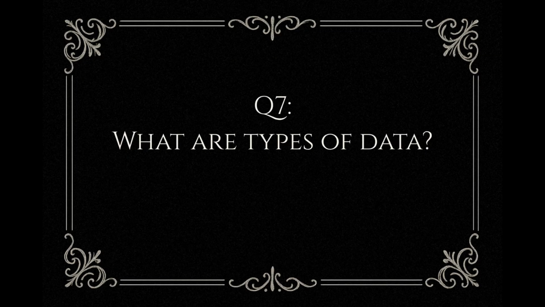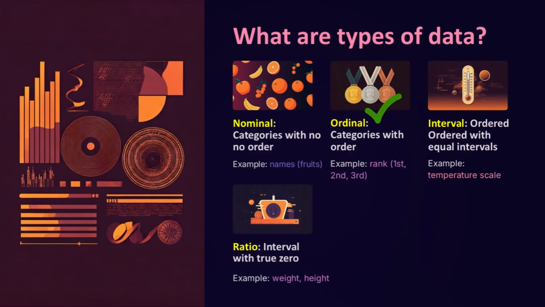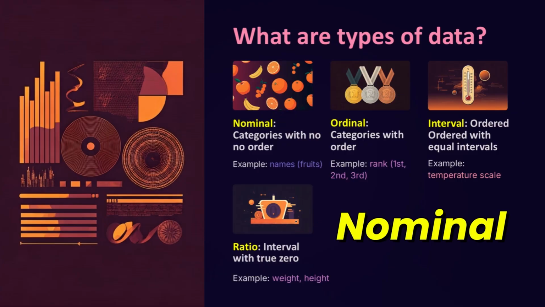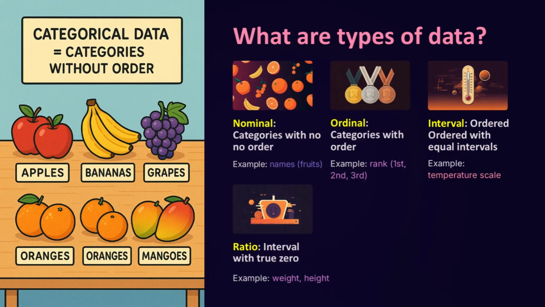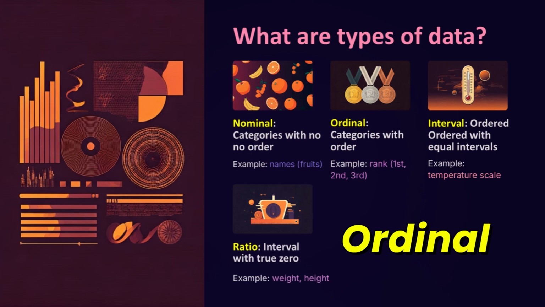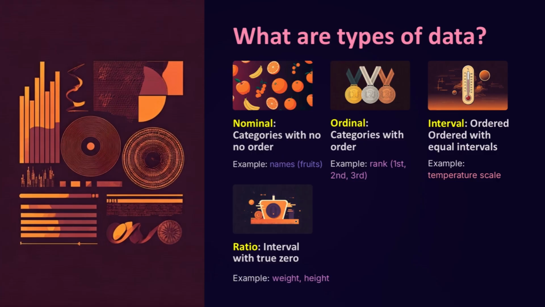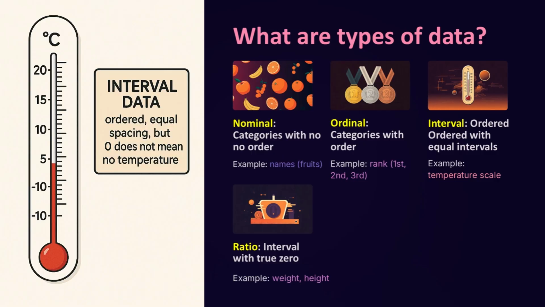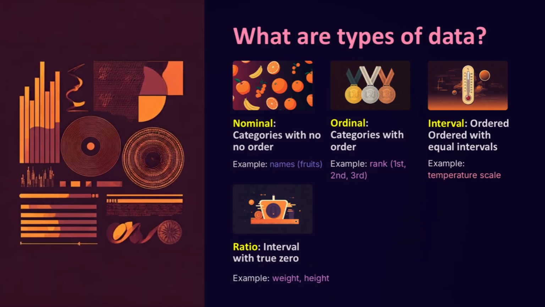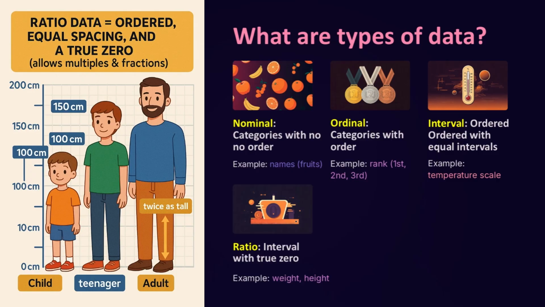What are the types of data? The main types are nominal, ordinal, interval, and ratio. Nominal data are labels or names like different types of fruits, which help us categorize but don't have any order. Ordinal data show a rank or order like first, second, and third place in a race, where the position matters but the exact difference between ranks may not. Interval data have meaningful differences between values, but no true zero, such as temperatures on a Celsius scale. Ratio data have all the properties of interval data plus a true zero, like weight or height, which allow us to compare values as multiples or fractions.